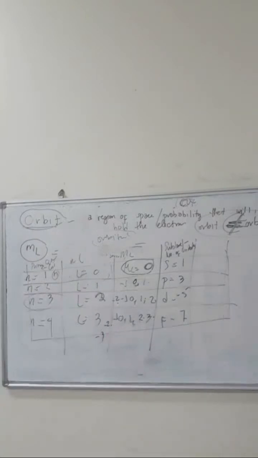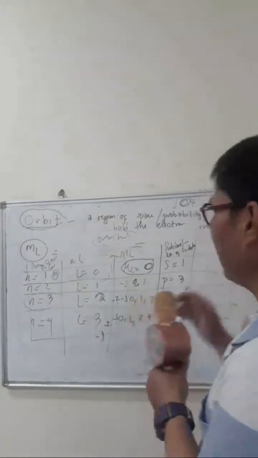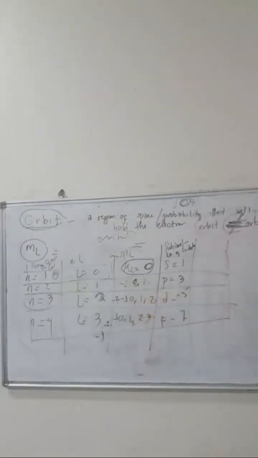Say, how many orbits are in the first energy sublevel? So there's 1. Then how many orbitals? Things like that. So you look at the table. Okay? You can answer now.